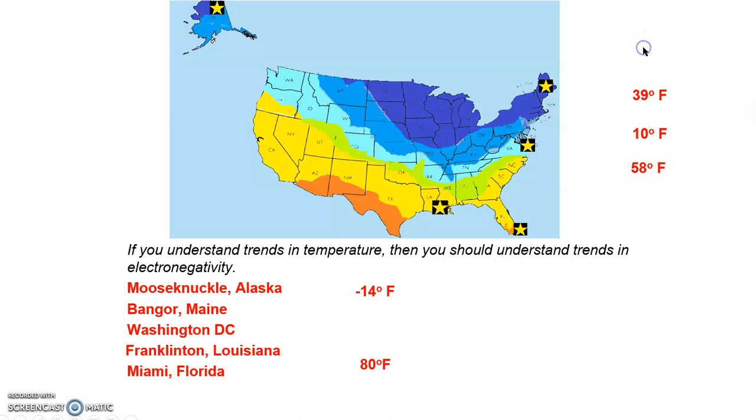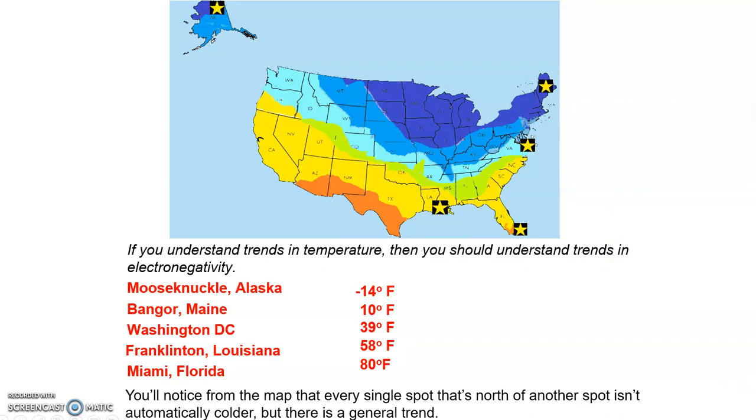The very hottest temperature would be in Miami, Florida, and then all we'd have to do would be to fill in the rest. The second coldest temperature is almost certainly going to be in Bangor, Maine, then followed by Washington, D.C., and then finally Franklinton, Louisiana. So in talking about this, we also want to consider that the temperature doesn't necessarily correlate with how far north or south a spot is.